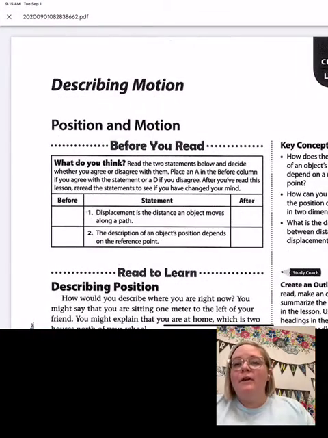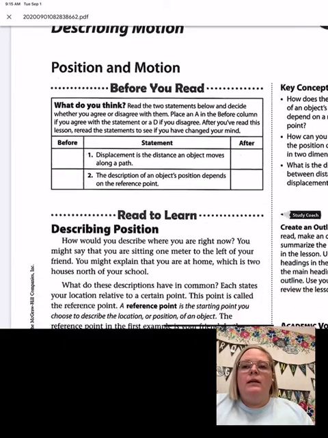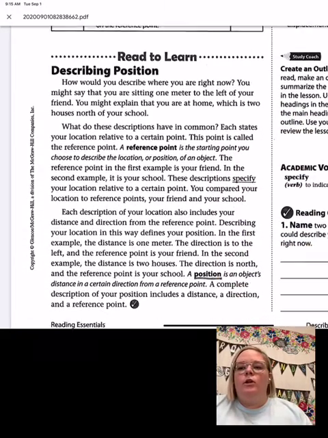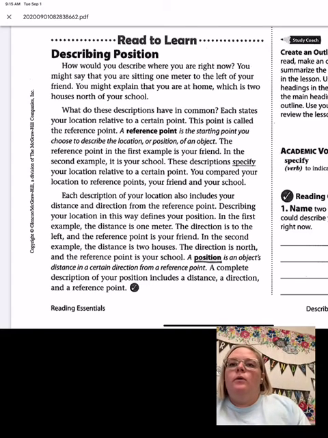Okay, guys, so I'm going to go over some of the main points of the science lesson describing motion. We're learning about position and motion today and how to describe where you are at. So, describing position. Whenever you're telling somebody where you are at, you might say, I'm at school.